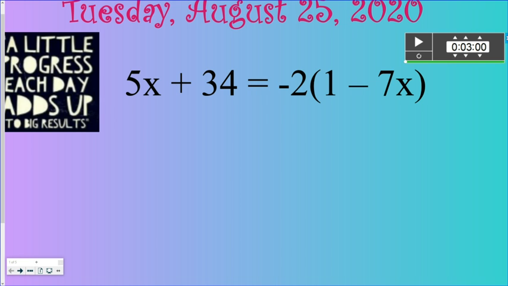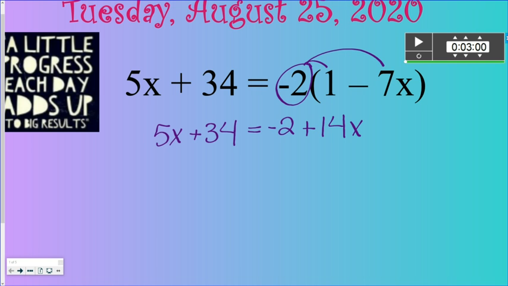Whenever we have an equation that has parentheses in it, we're going to start by distributing to get rid of those parentheses. And remember, the distributive property is multiplication. So negative 2 times 1, that's going to give us negative 2. Negative 2 times negative 7x is a positive 14x. There's no parentheses on the left-hand side of my equation, so there's no distributing that has to happen. So we will just rewrite that, because as of right now, nothing on that side has changed.